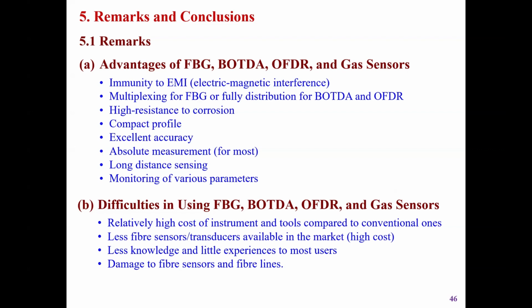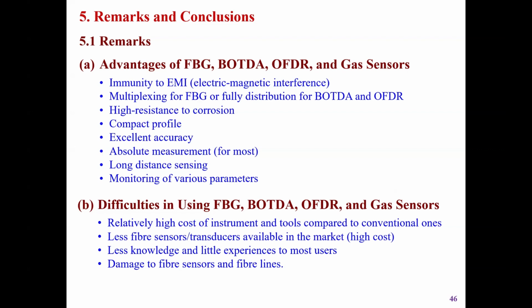One is the relatively high cost of the instrument. The cost of instruments is still high compared to the conventional ones. And also there are fewer fiber sensors or transducers available in the market. Mature products available in the market are few. Even though some conventional companies can sell optical fiber sensors now, it's still very limited, okay? So less knowledge or little experience to use them is also a difficulty. Not everybody knows it, so it is difficult to use, okay?